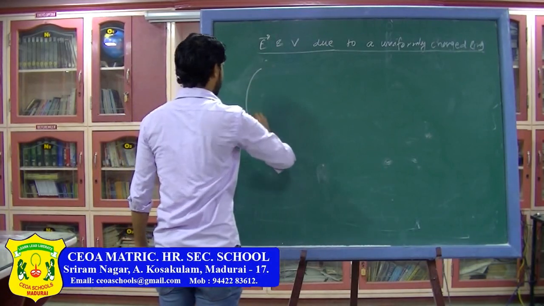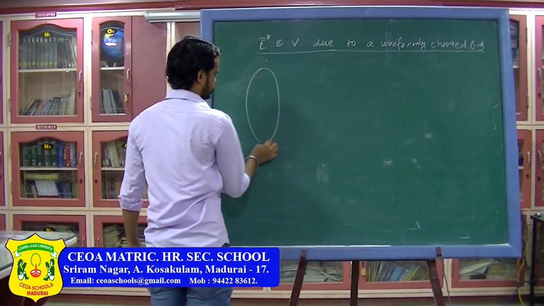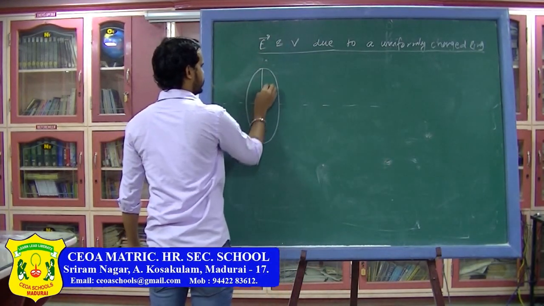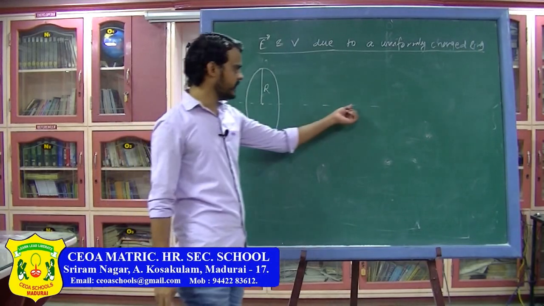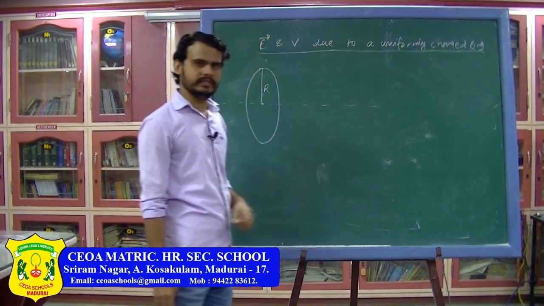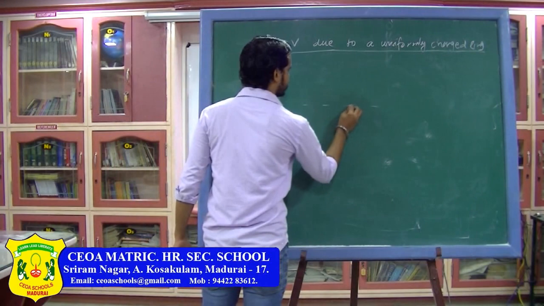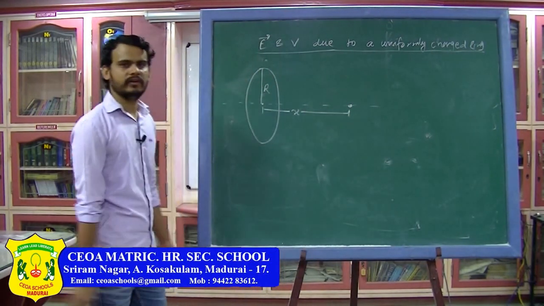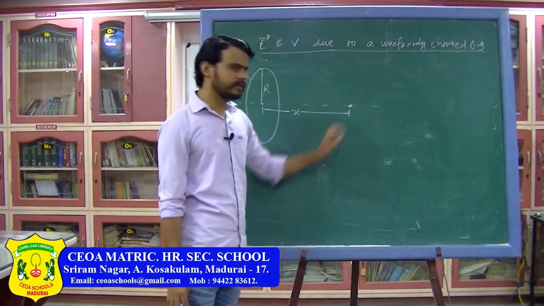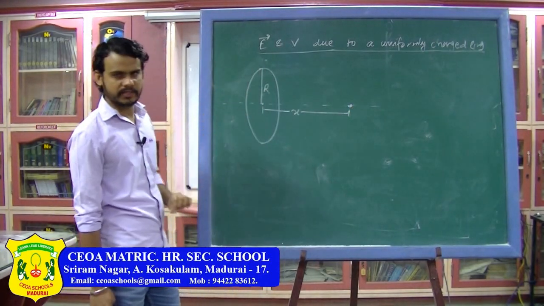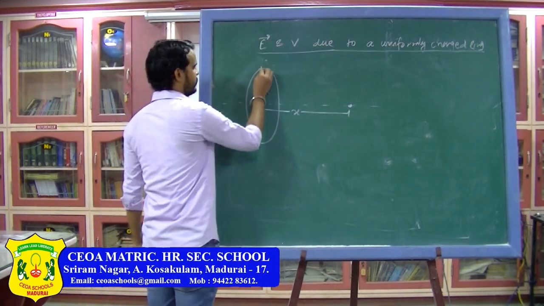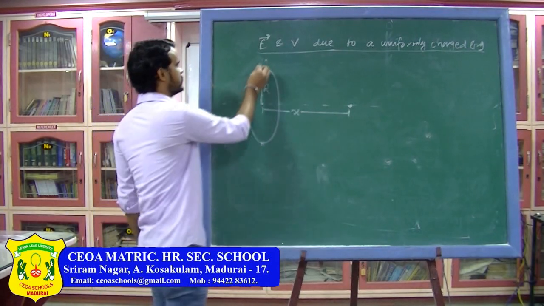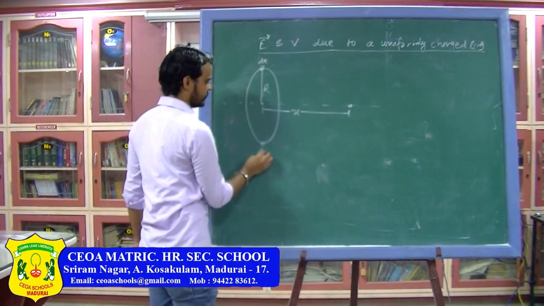Now we have a ring. This is the center, the radius of the ring is r, and we want to find the electric field and potential on the axis at a point. So I want to find the electric field at this point, and this point is at a distance x from the center of the ring. To find the electric field here, I need to divide this into very small point elements. So I am going to take one small element from here and one small element from here. Charge on this one is dq, charge on this one is also dq.